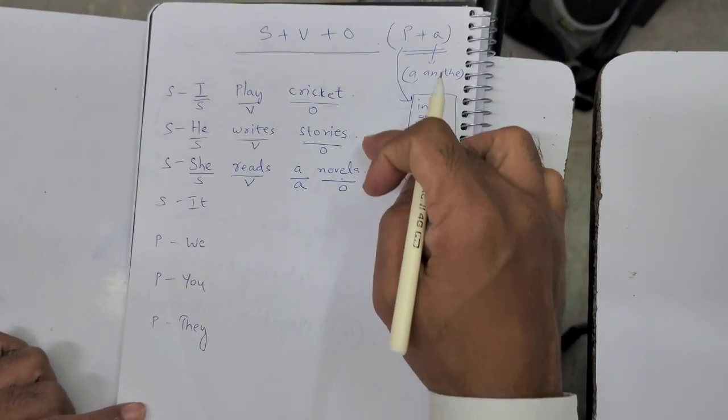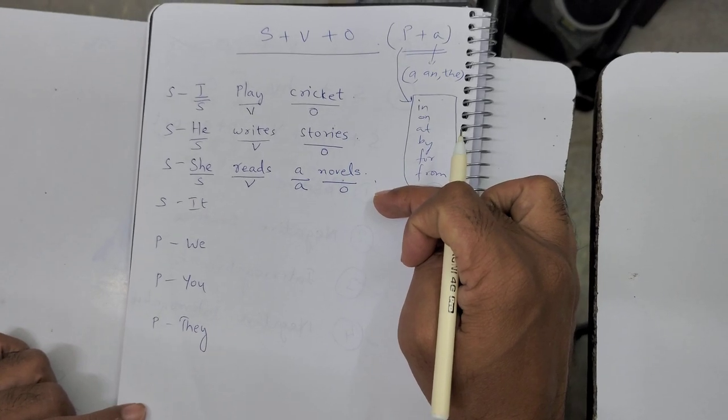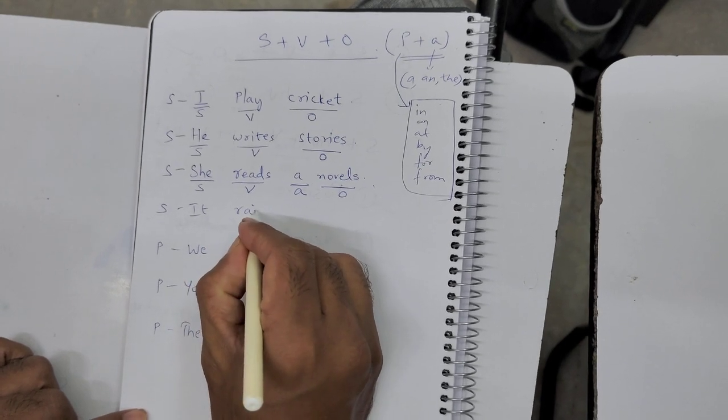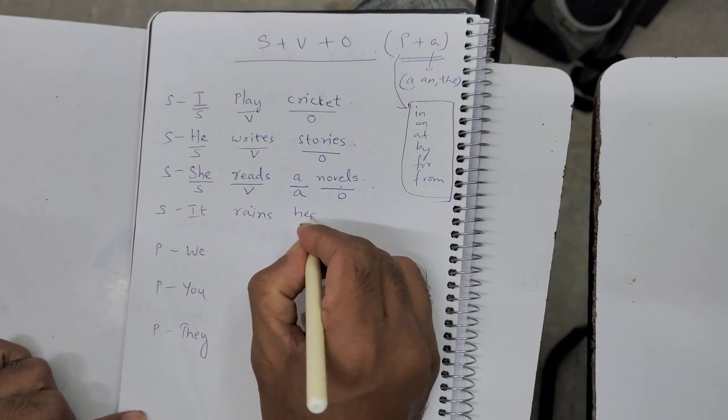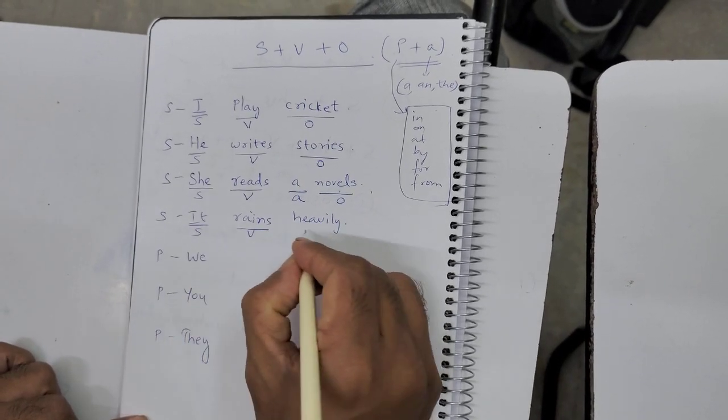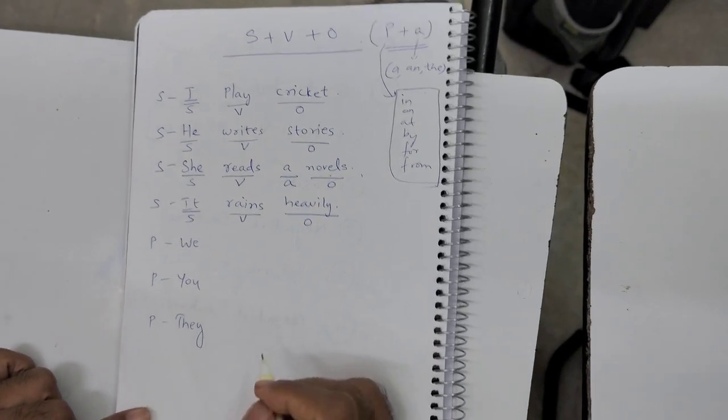So whatever sentences I am writing, all these are positive sentences. Am I right? Okay. Next, it rains heavily. Okay, so it is the subject, rains is the verb, and heavily is the object.